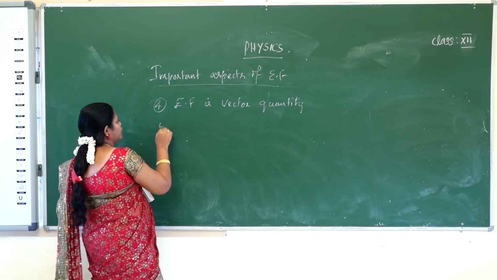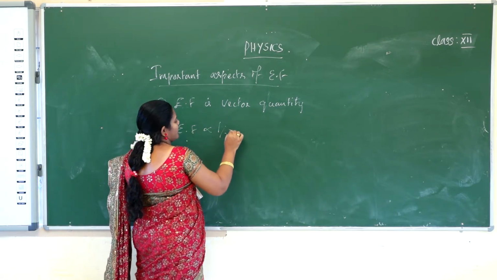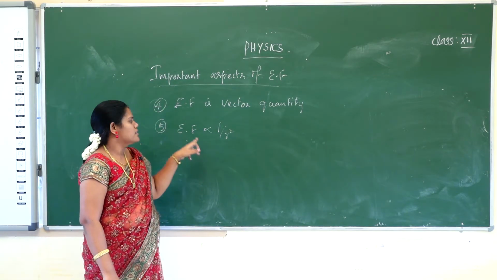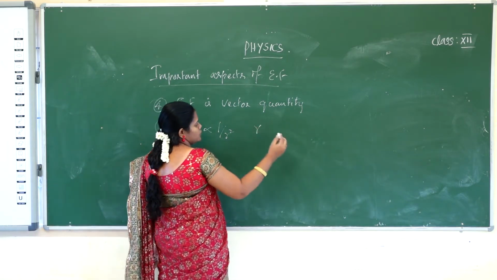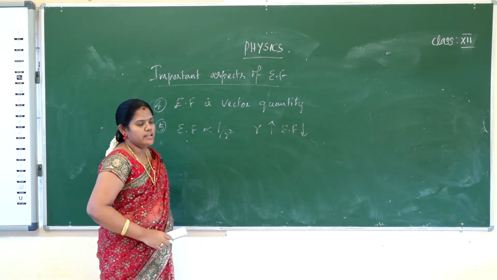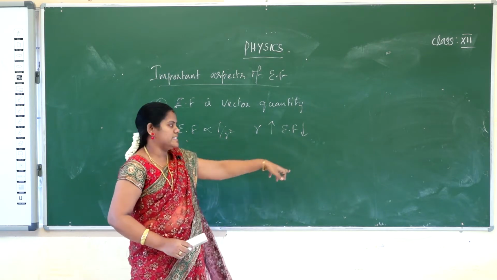And then the fifth point is that the electric field is inversely proportional to the square of the distance. What's the meaning? As the distance between the two charges increases, the electric field decreases.